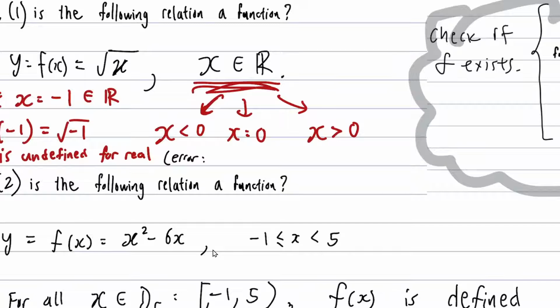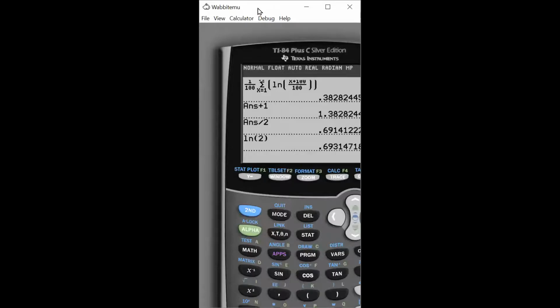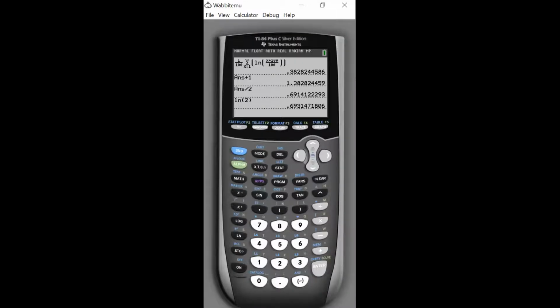What I meant is, hold on a second. Let me share the screen. Let me share my GC. Can you see the GC? Yeah. So what I wanted you to type is square root of -1. Enter. Error, non-real answers. Next year, you will learn complex numbers.